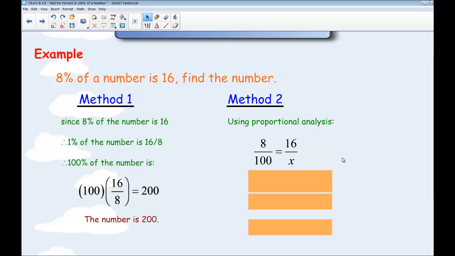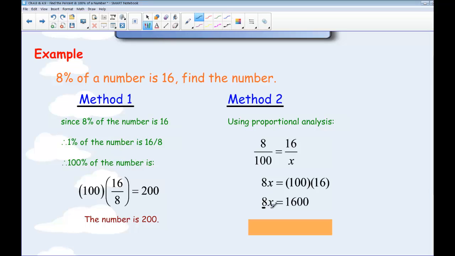So remember, when we're doing this proportional analysis, to solve for x, we want to use the cross multiply method. So we're going to multiply 8 by x, that's 8x, 16 by 100, like so. So 8x would then be equal to 1600. We then divide both sides by 8. I'll just show that here, like so. Divide by 8. Divide by 8. And therefore, x would be 1600 divided by 8. Should be the same number. x would equal 200.